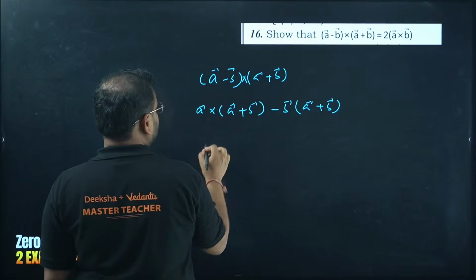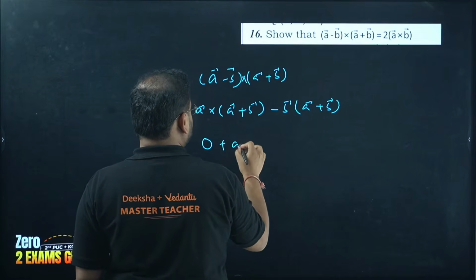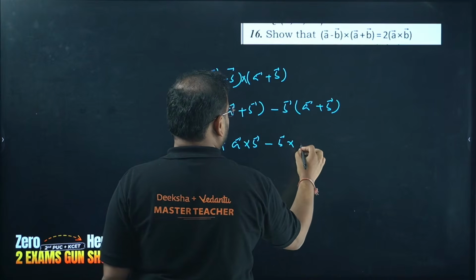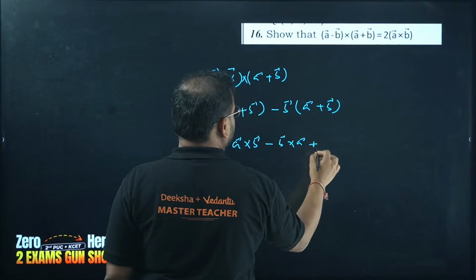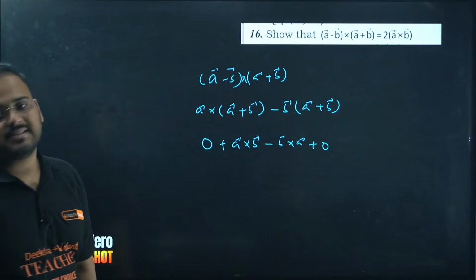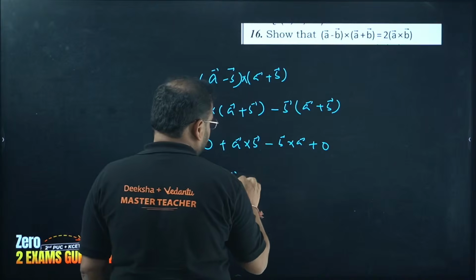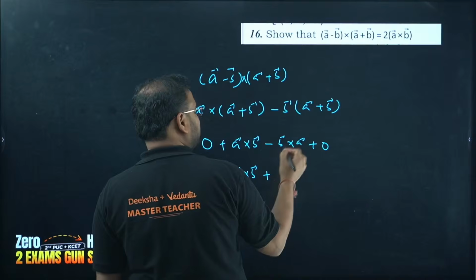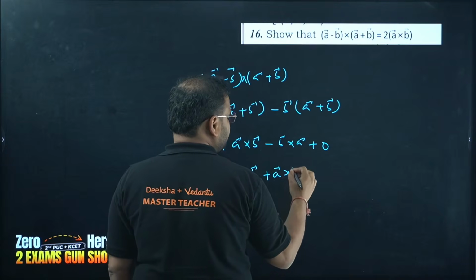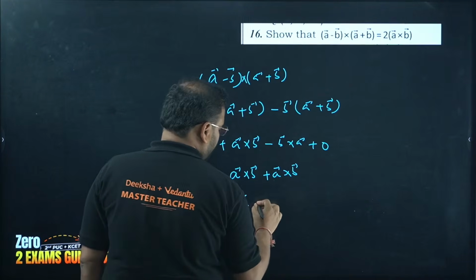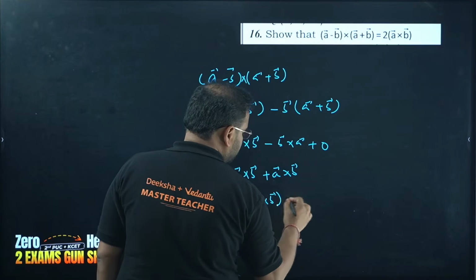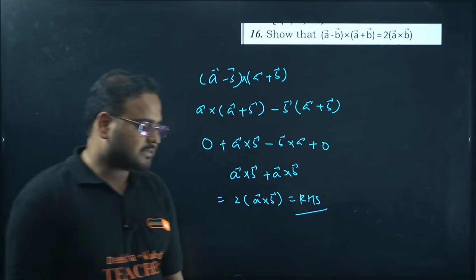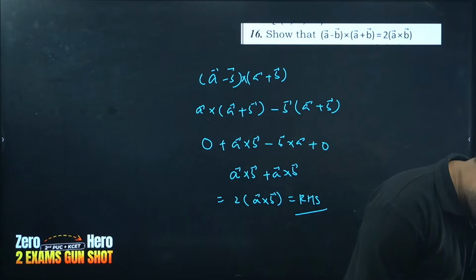Check here: A cross A is 0, A cross B will be as it is, A cross B. B cross A will be what? Simply B cross A, and B cross B will be 0. I know that minus B cross A is nothing but A cross B. We can add them: twice A cross B. This was your RHS. You can cross check over there. Make sense? Yes.